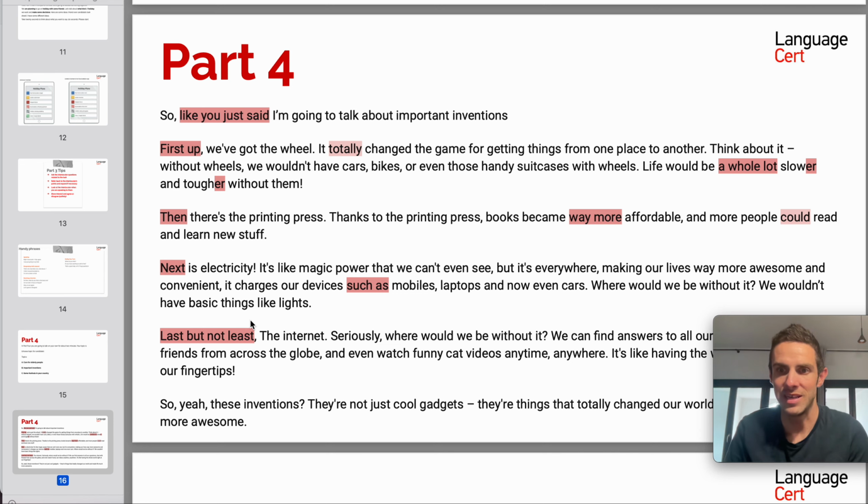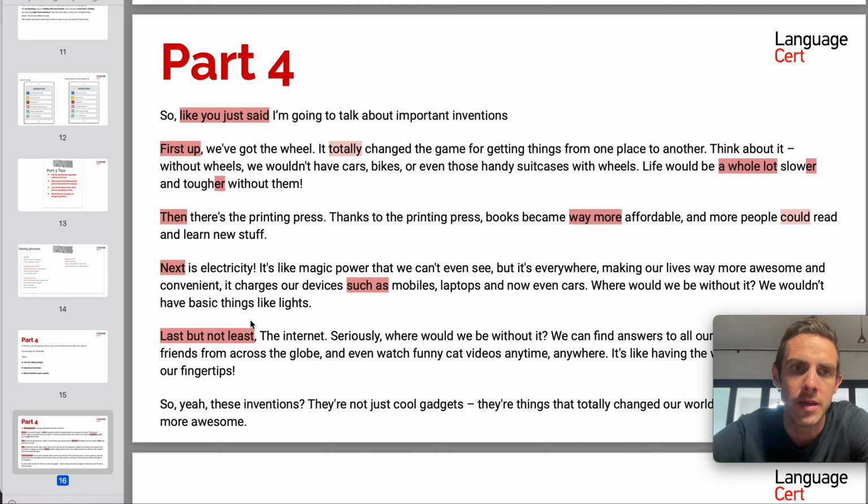You know exactly what you're going to say on that first line. It kind of takes the nerves away because you just rehearse that you're going to say, like you just said, I'm going to talk about, and then the topic that you're going to talk about. So for me today, important inventions. And then to start, I'm going to use first up. You could say firstly, or to start with, all right? And that gets you into your first paragraph or your first part of the monologue.